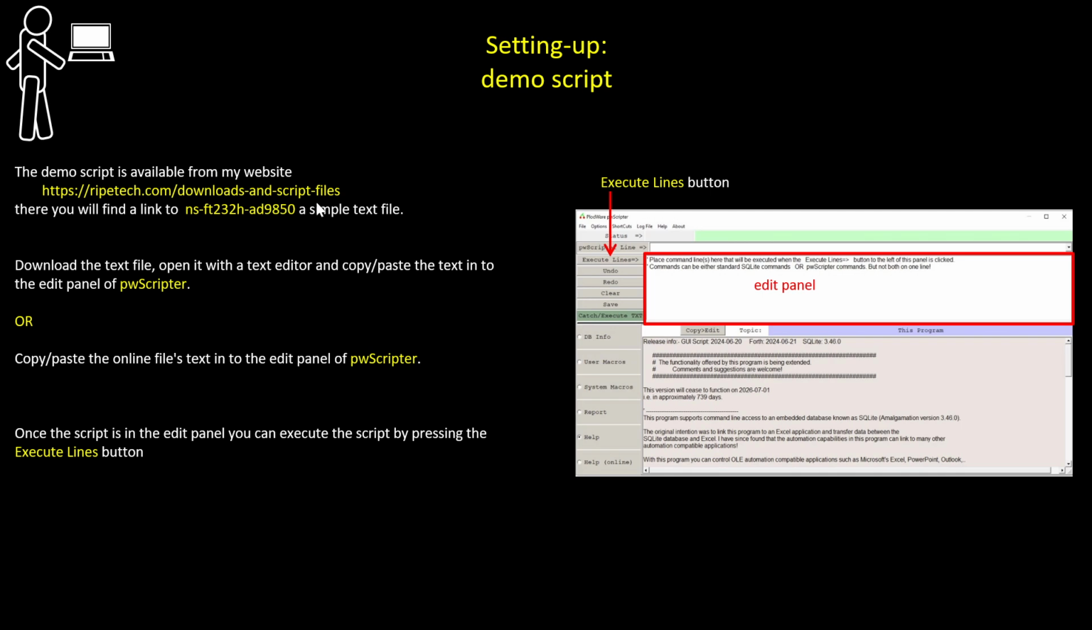You need then the customizing script for the demo. Also, from the downloads and script files, you'll find a link to a simple text file. If you click on it on my browser, it opens up the text file immediately. And what I do then is copy and paste the online file's text into the edit panel. This is the edit panel of PWScripter. Or of course, if your system or browser is set up, download the text file, open it with a text editor and copy paste. That's all you need to do for the setting up of the software of the PWScripter and the demo script.